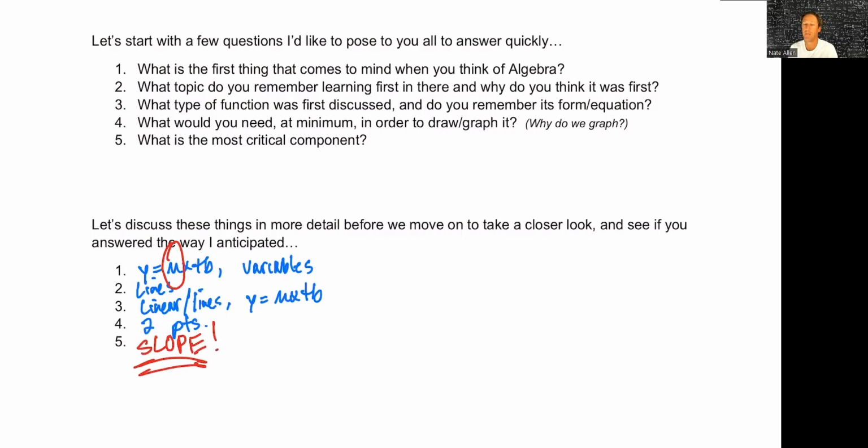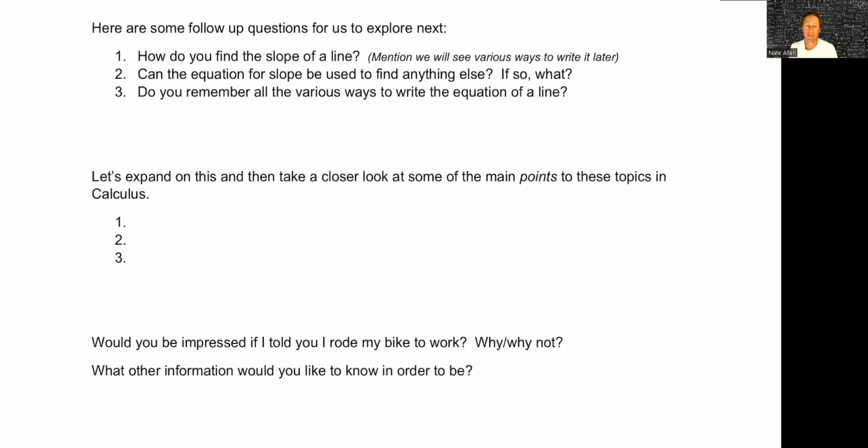All right, so these are the things that we started with in algebra, introducing these unknowns, these variables. We're going to get into even more detail with slope and lines as we progress through, but at a higher level we call calculus. So here are some follow-up questions. How do you find the slope of a line? Can the equation of slope be used to find anything else? And if so, what? And do you remember all the various ways to write the equation of a line?